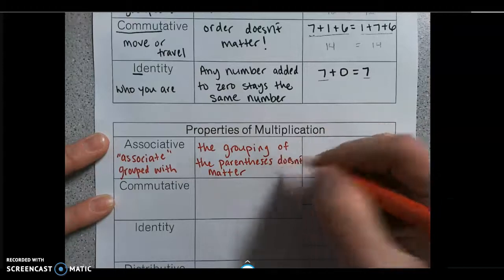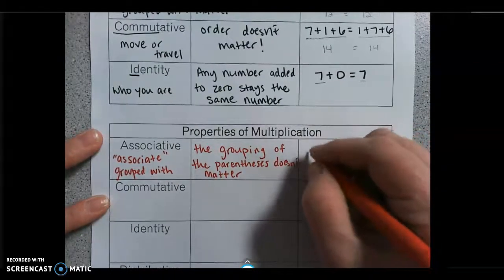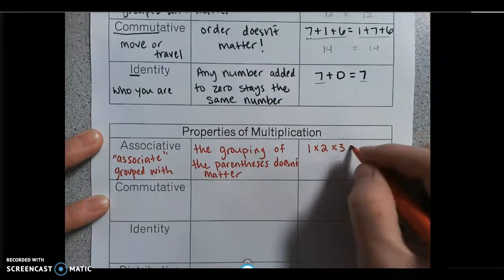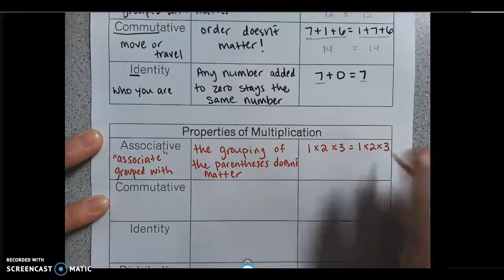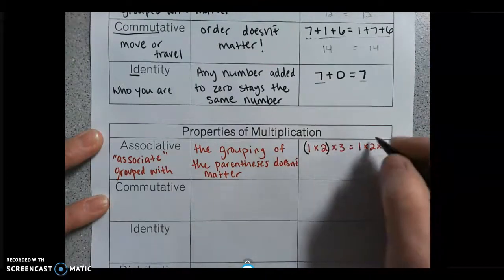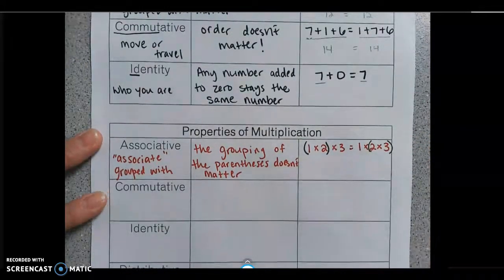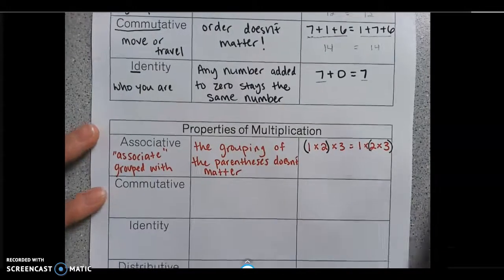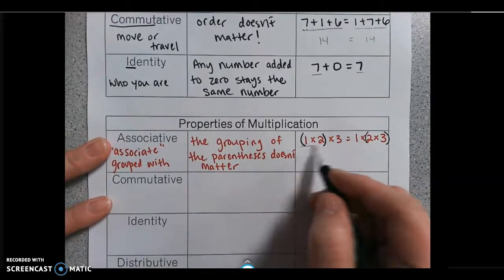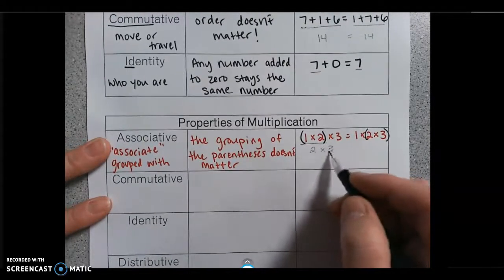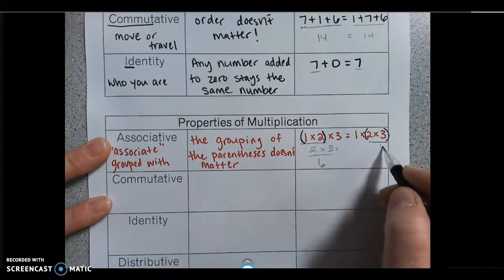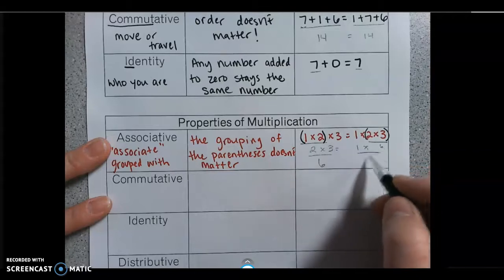Okay? So what that would look like then is maybe I have 1 times 2 times 3, and maybe my parentheses are here and here on the first one, and then my parentheses are here and here. All right, so I would follow the order of operations just like I normally would. So 1 times 2 is 2. Bring this part down. 2 times 3 is 6. And then here, 2 times 3 is 6, and 6 times 1 is 6.